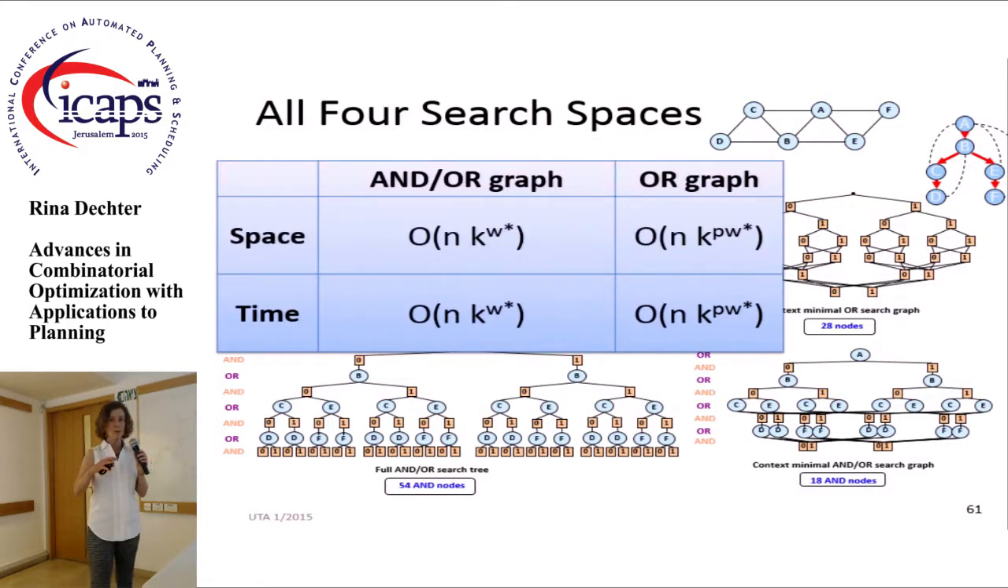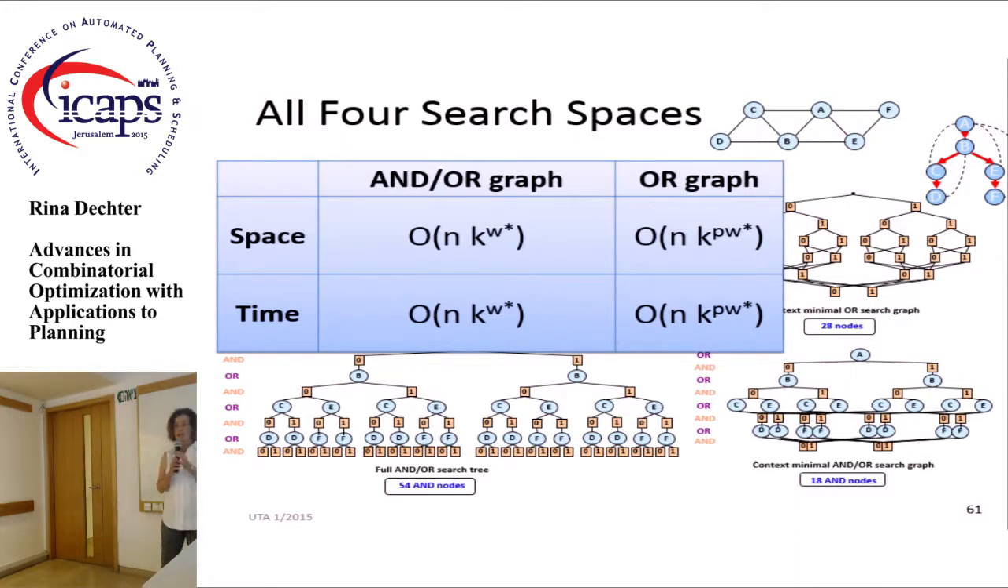Previously we saw that if we are moving from an OR tree to an AND/OR tree, the height captures the complexity and we are still in linear memory. If we are searching the context minimal AND/OR graph, what is the context minimal AND/OR graph? I merge all the nodes based on the context as I defined. And this, we call it the minimal AND/OR graph. Obviously, there are additional merges that we cannot recognize that exist. If we do that in the AND/OR graph, the graph is now exponential in the tree width.